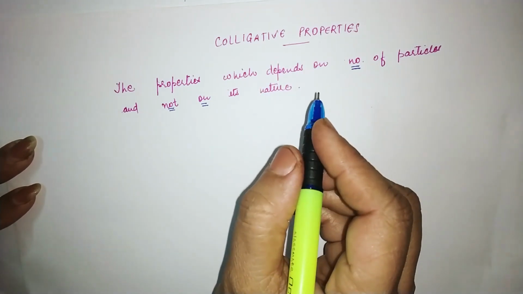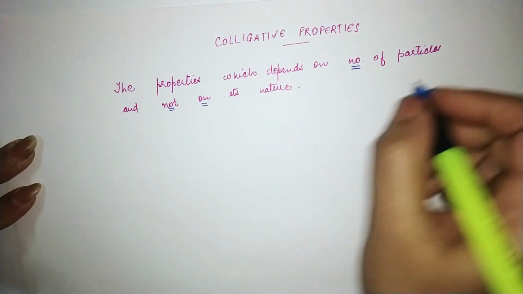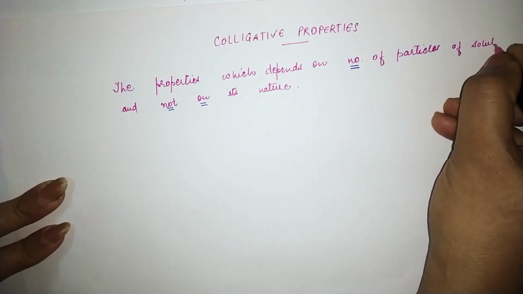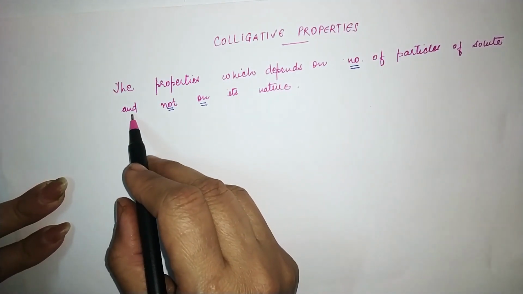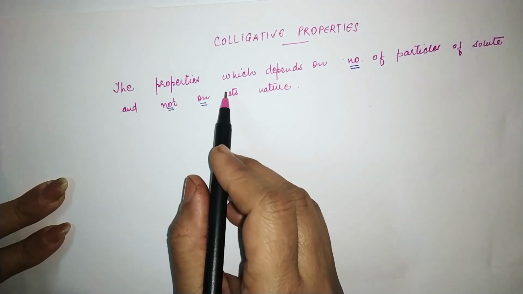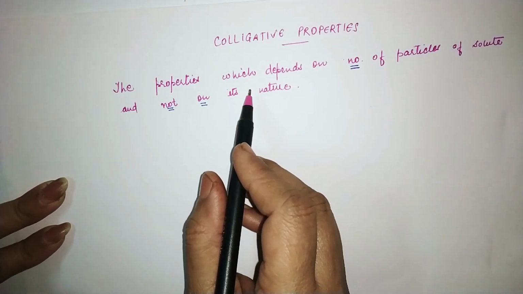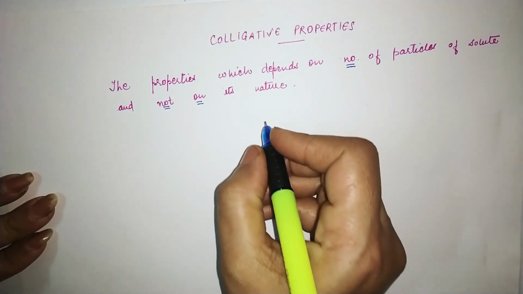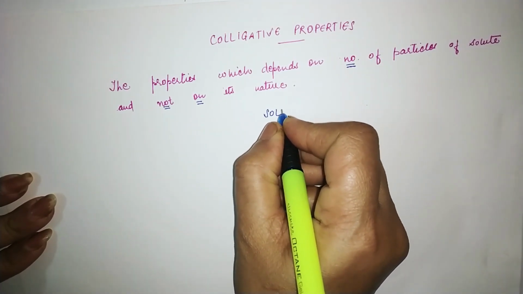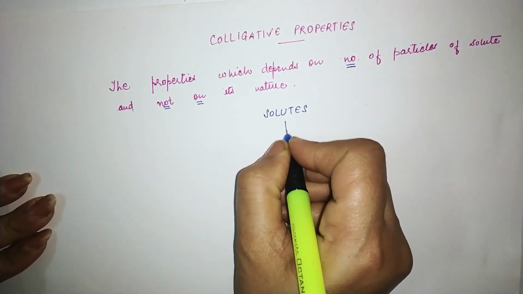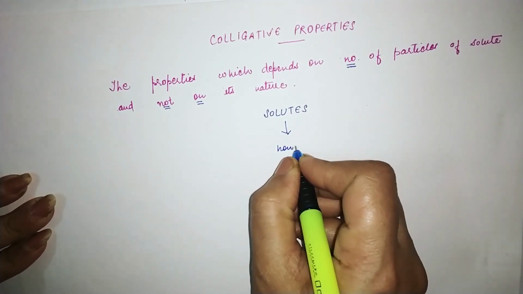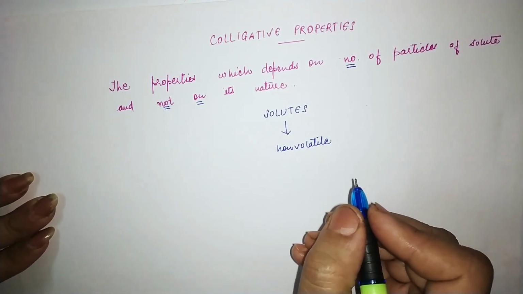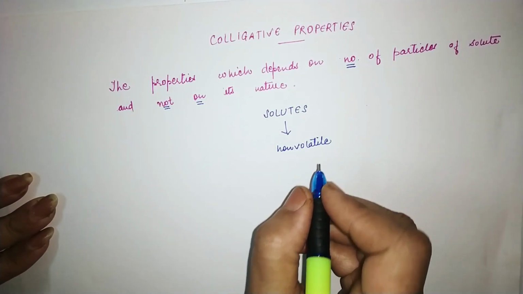Now, the number of particles, we can say the number of particles of solute, and not on its nature. Such properties, they are called colligative properties. Fine, children. Now, when we talk about these properties, these solutes can be non-volatile. Non-volatile solutes are ones which neither dissociate nor associate.